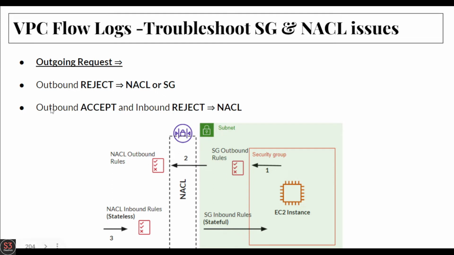But if the outbound rule is accepted but the inbound rule is not accepted, then the issue is only with the network ACL. As we know, if the security group accepts the outbound rules, then it will automatically accept the inbound rules as it is stateful. So if the outbound rule is accepted and the inbound rule is not accepted, then the issue is only with the network ACL and not with the security group. That's how you can troubleshoot your security group and network ACL issues.